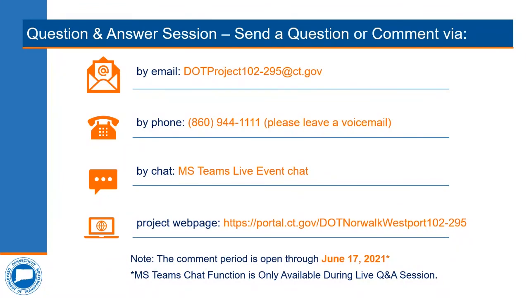Perfect. Thank you very much for those responses to that question. Keep the questions coming. This is a great interaction with all stakeholders involved tonight. You can get your questions through the live chat, also through the email dotproject102295@ct.gov, or you can call us at 860-944-1111. Leave a voicemail message, reference the 102295 project. I'm going to move on to the next question.